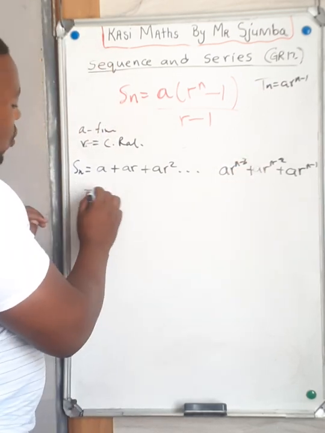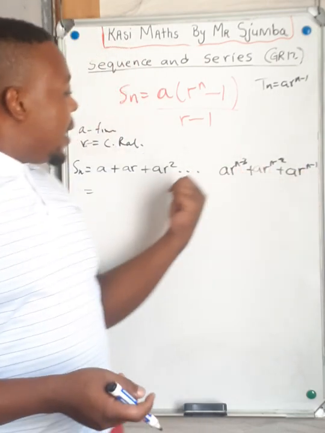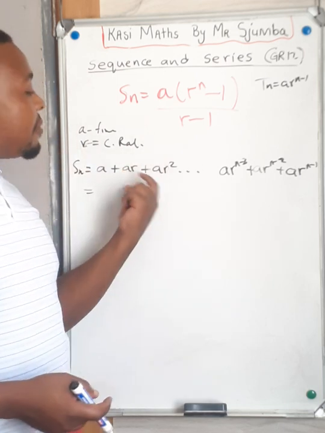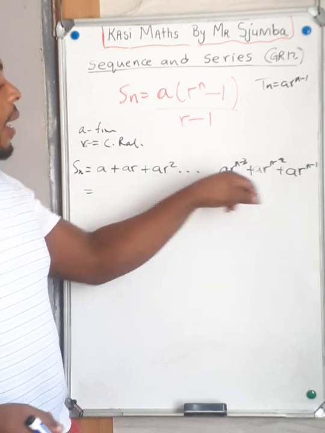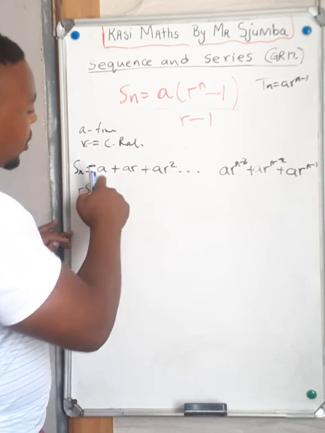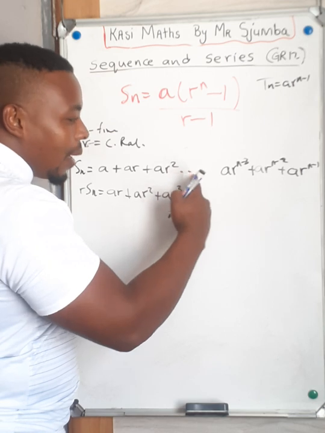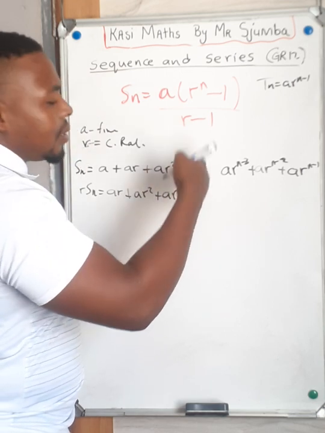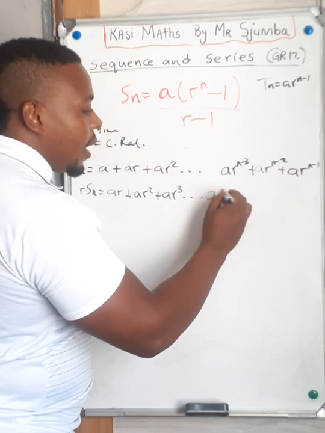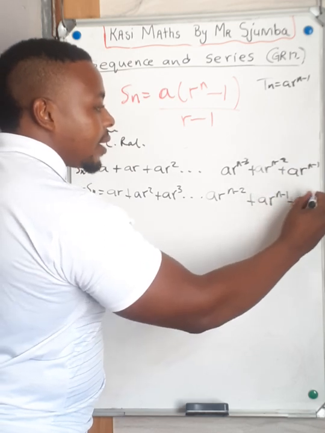So our second row will be, like in arithmetic, the second row, second equation, sorry. We multiply every term of equation 1 by R. So multiplying Sn by R is going to be RSn equals, multiplying by R, AR, then AR squared, AR cubed, dot dot dot, AR squared, AR cubed, AR raised to 4, and so on. When we multiply by R, it's going to be ARn minus 2 plus, multiplying the last, ARn minus 1 plus, multiplying, ARn.